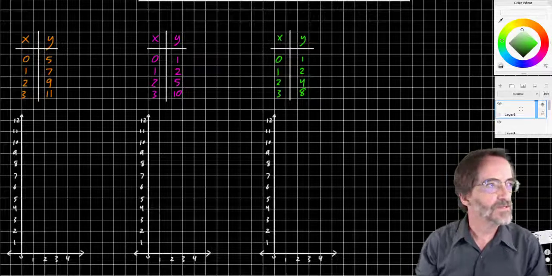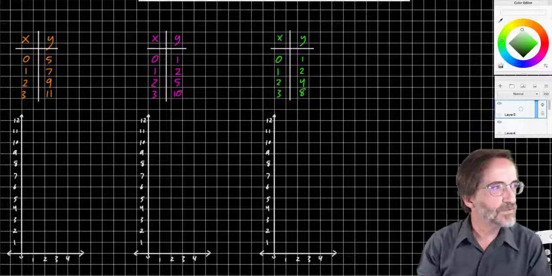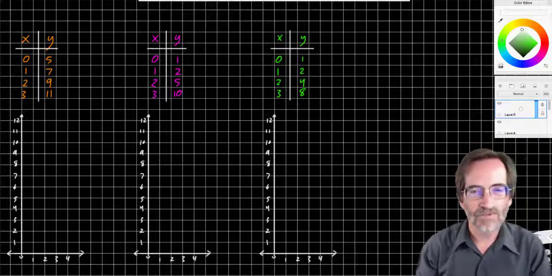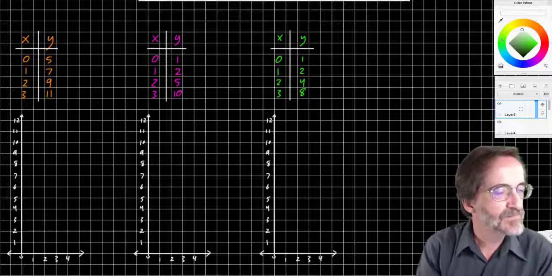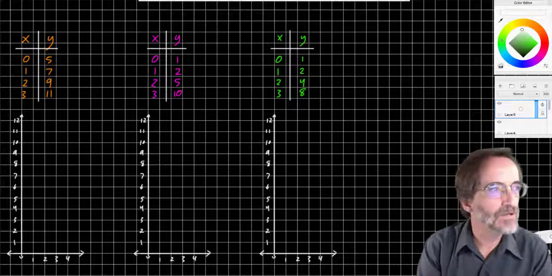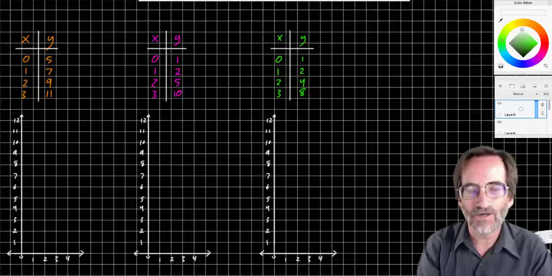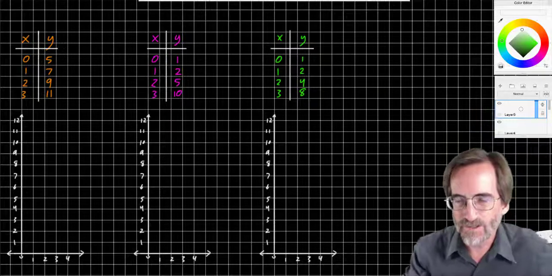All right, this is Algebra 1B Part 2. This is Unit 1, Lesson 8. We're nearing the end of the first unit. The concept is being able to tell the difference between linear, quadratic, and exponential models. Linear, quadratic, and exponential models.